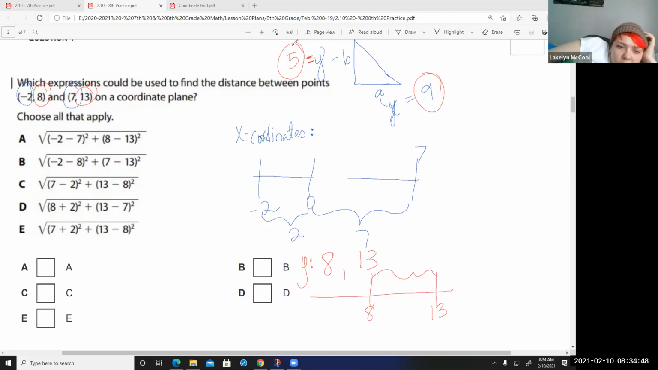C. All right, C, 7 minus 2 will be 5. 13 minus 8 is 5 as well. We need 9, we need 5. E. 7 plus 2 is the 9. 13 minus 8 is the 5. All right, do you see any others?